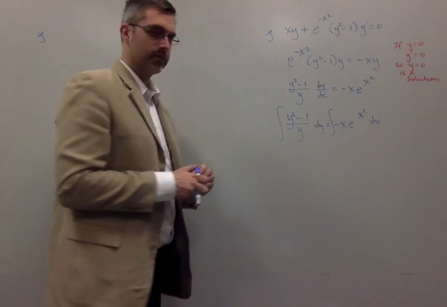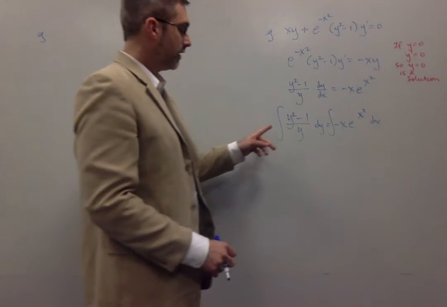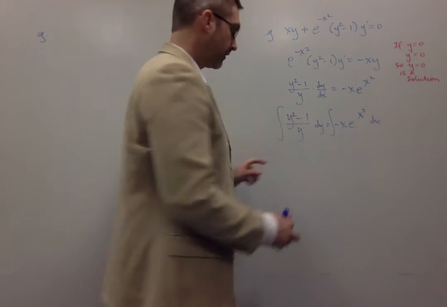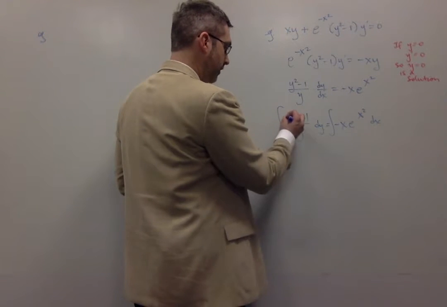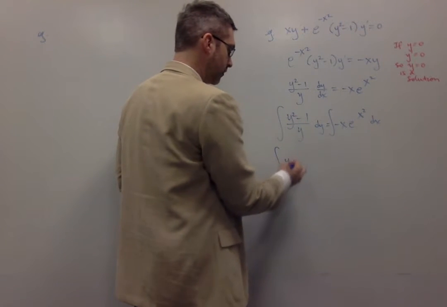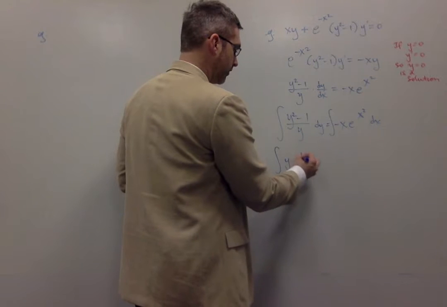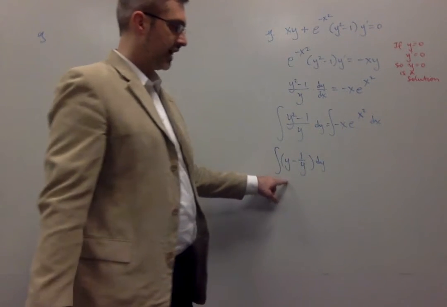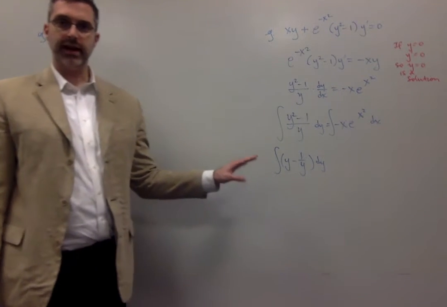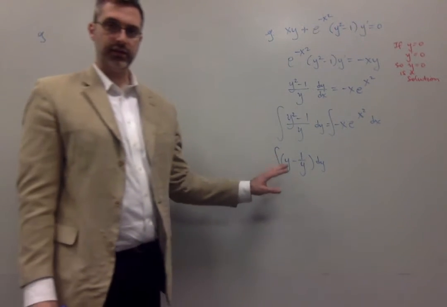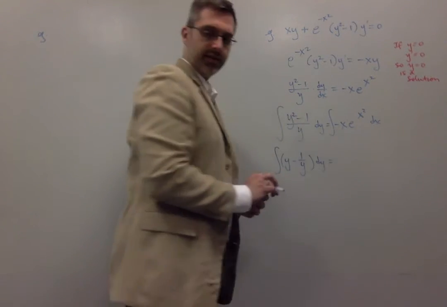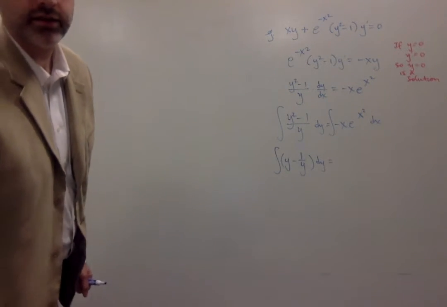Okay, let's start with the left one. The way I would do this is I would actually do the division. So y squared over y is just y, and 1 over y is just 1 over y. Okay, this is now in a form that I can actually take the integral of. What about that right side? What should I do there?